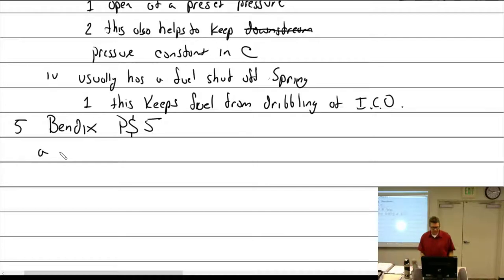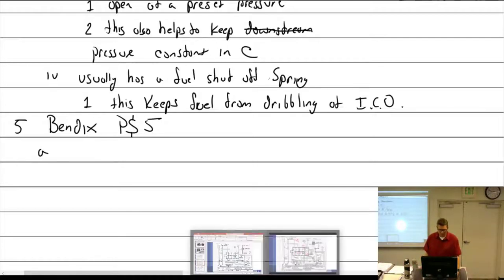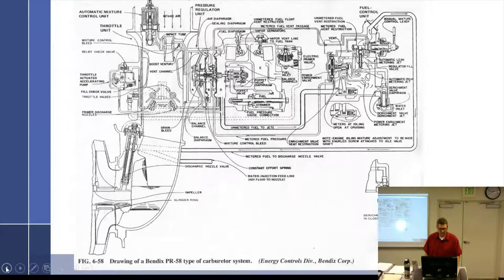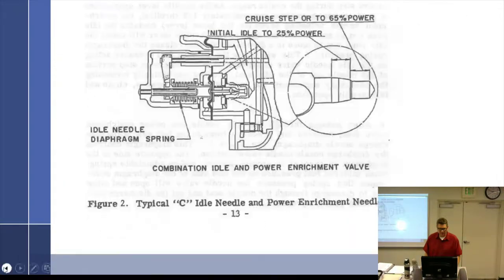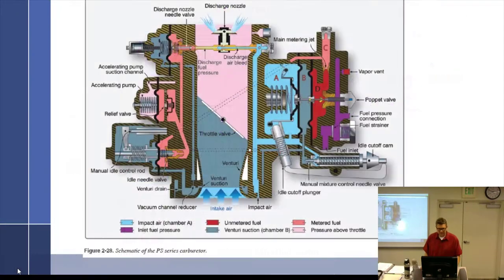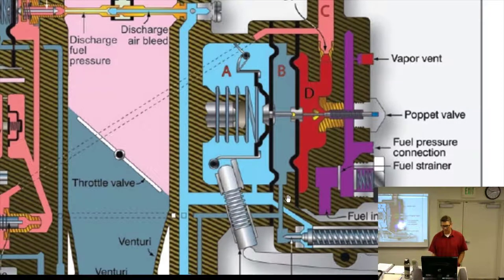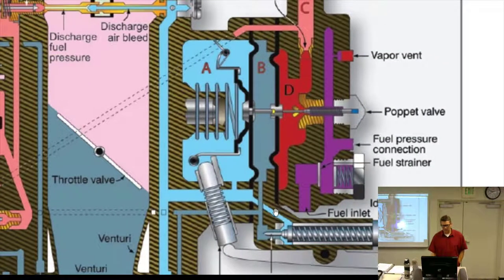I'll just go through this real quick. Just to make sure I said everything. Chambers: A, impact pressure. Spring in A does what? Idle. You guys are excellent. A couple of you have done the oral on this so far and just nailed it.